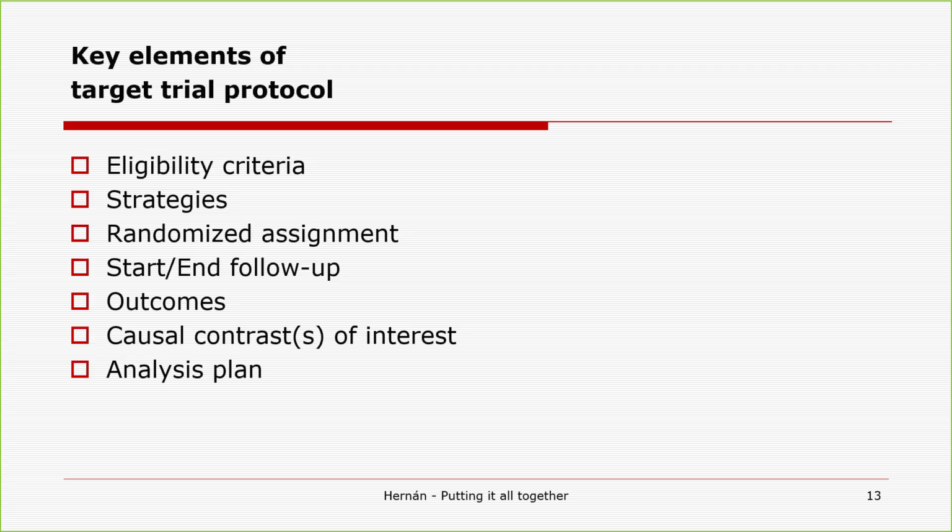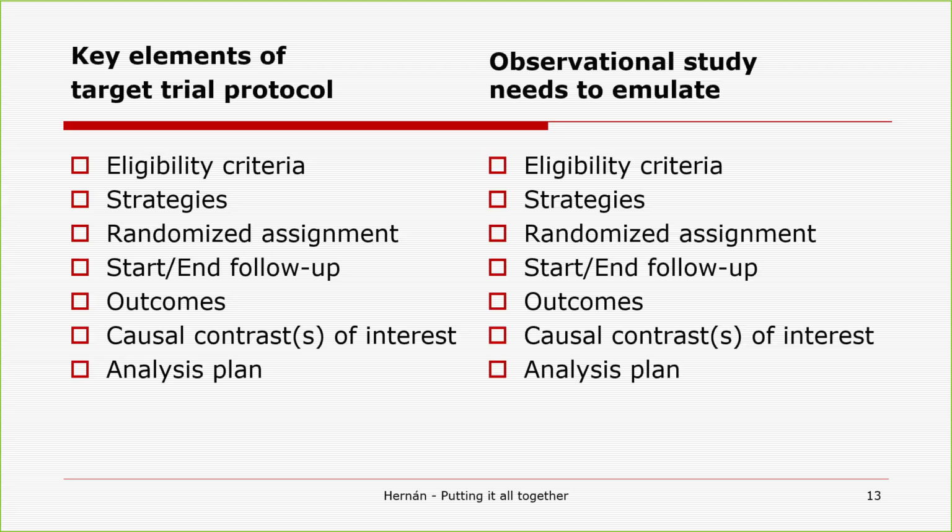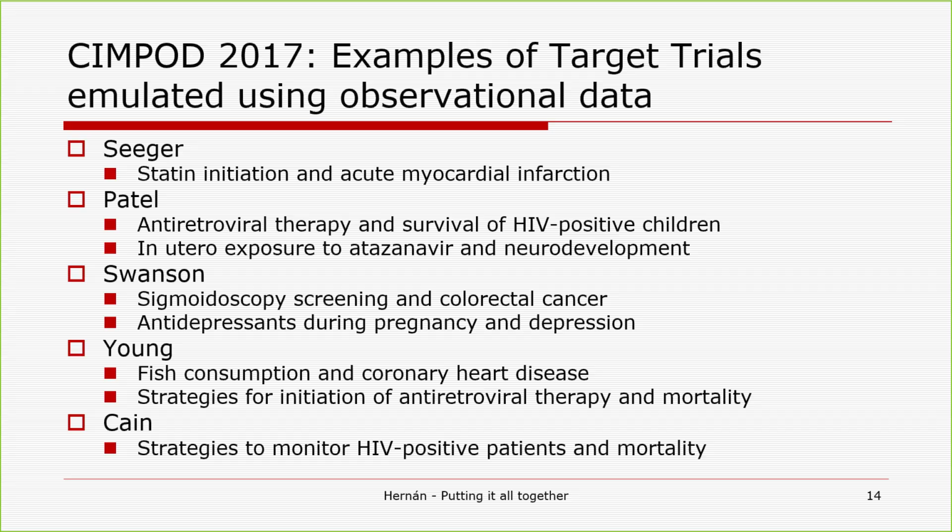If we can define these components for our hypothetical target trial, then we know which questions we are asking. And that's the first step. We need to know our question. And then, once our target trial is defined, we use the observational data to try to emulate each of those components.